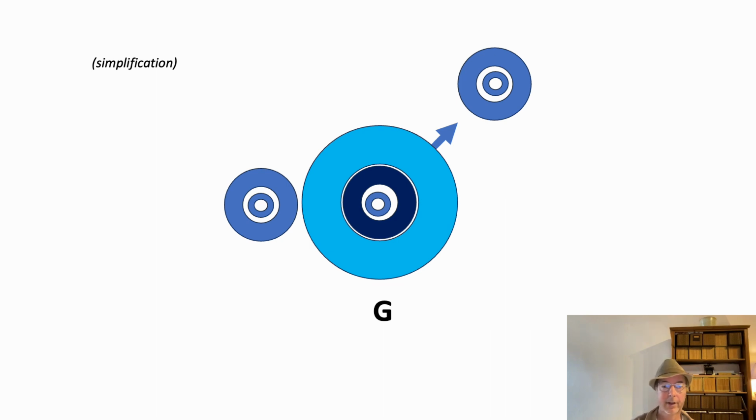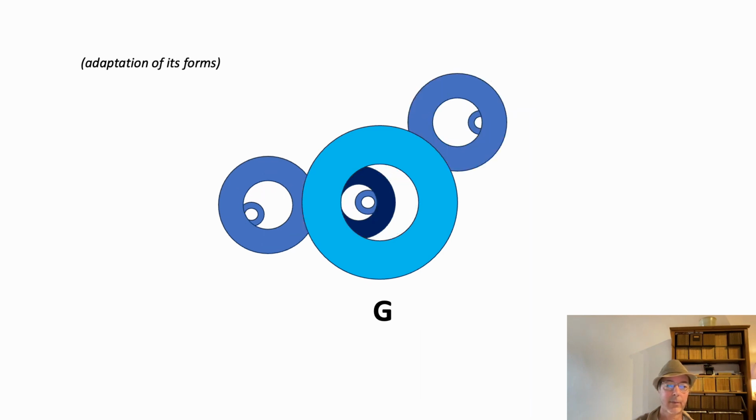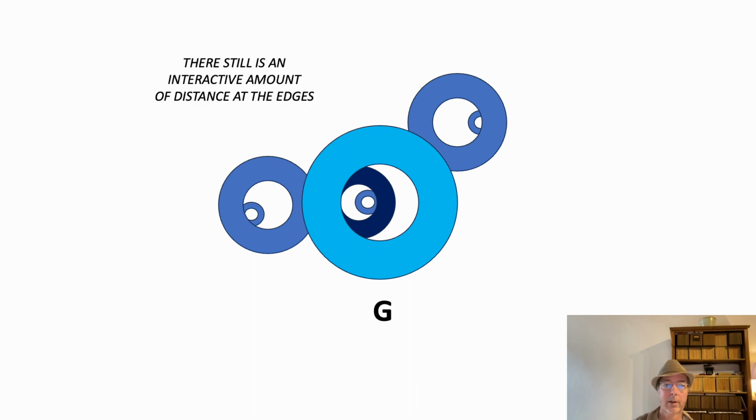So with a simplification, without what is not needed to express this, and then with interconnection that I adapt to the form, you get this kind of form. So I connect them in the limits at the edges close together, and then you get this form. As you can see, there's an interactive amount of distance at the edges, so this form fits with the G.